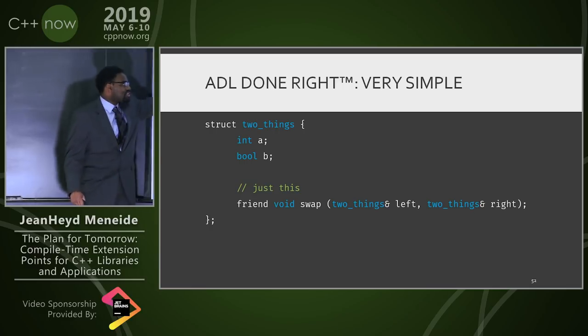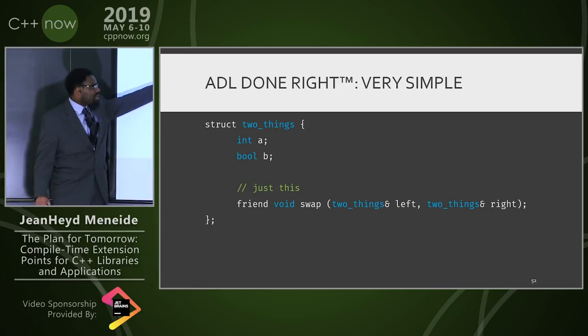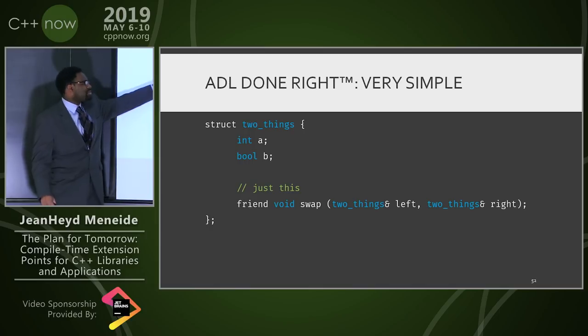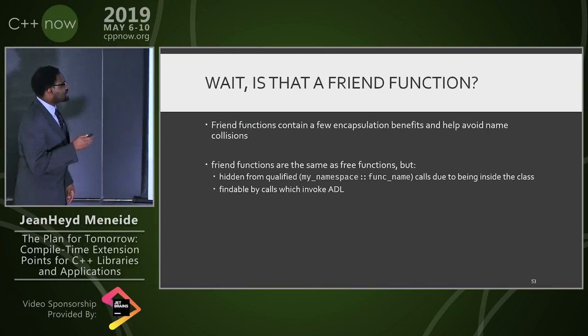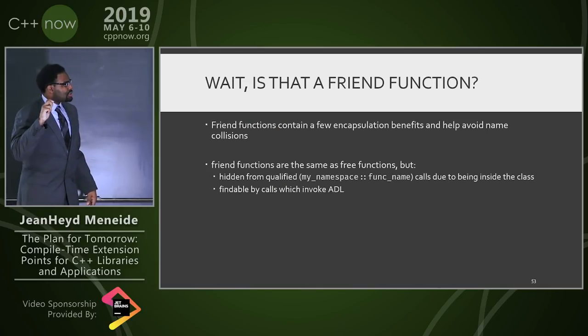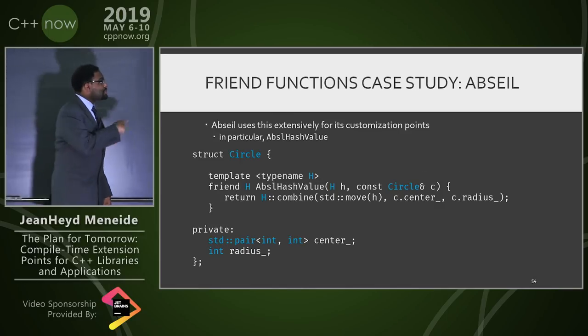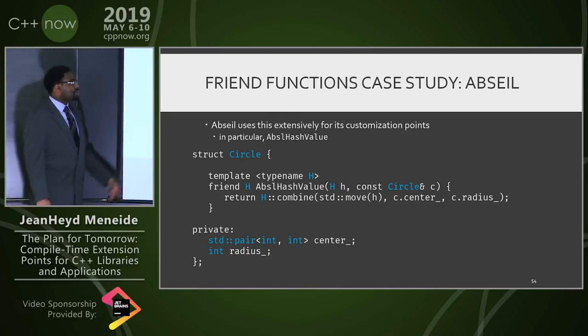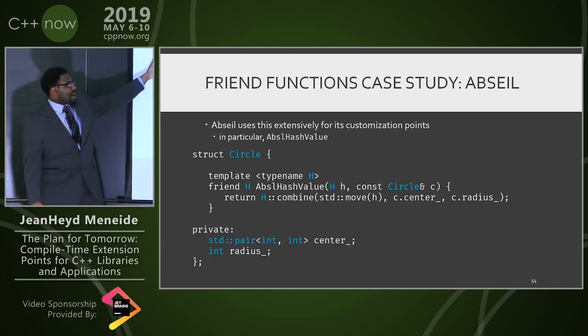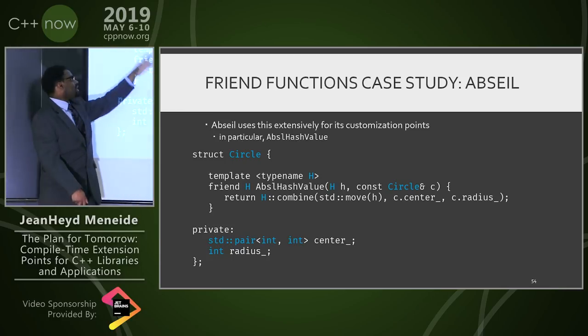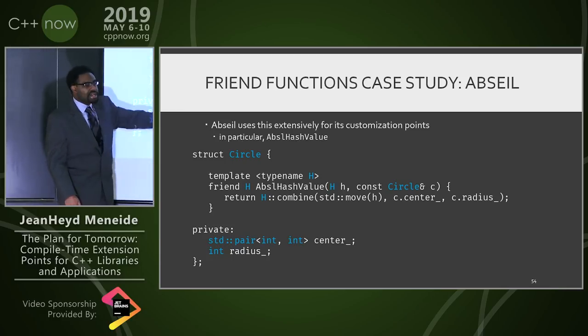So you really just want to do this, and the committee and other people are going in pretty hard on just having this, right? And I think even Abseil works like this, which we will see in a second. So this is actually a quick case study of Abseil, where the way you hash values is you call Abseil hash value, and it's this friend function on the class, right?